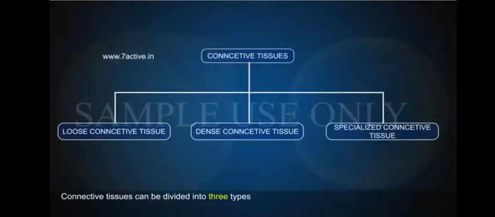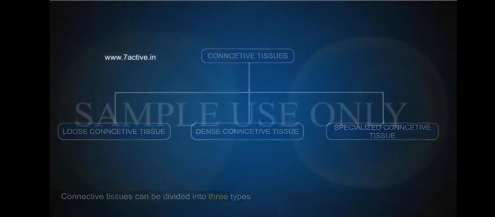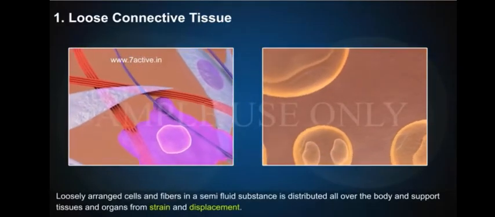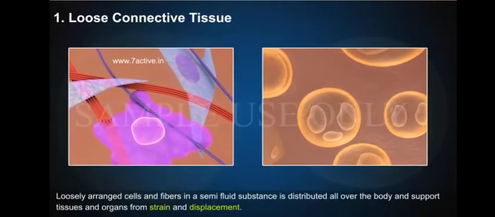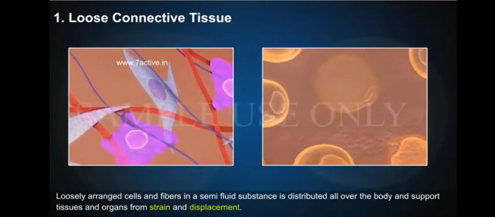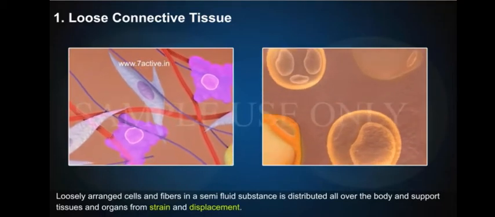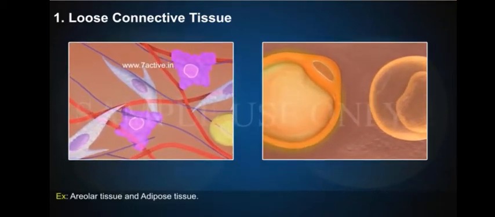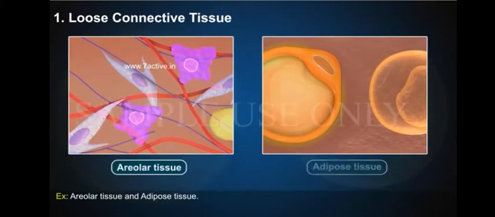Connective tissue. 1. Loose connective tissue. Loosely arranged cells and fibers in a semi-fluid substance are distributed all over the body and support tissues and organs from strain and displacement. Example, areolar tissue and adipose tissue.